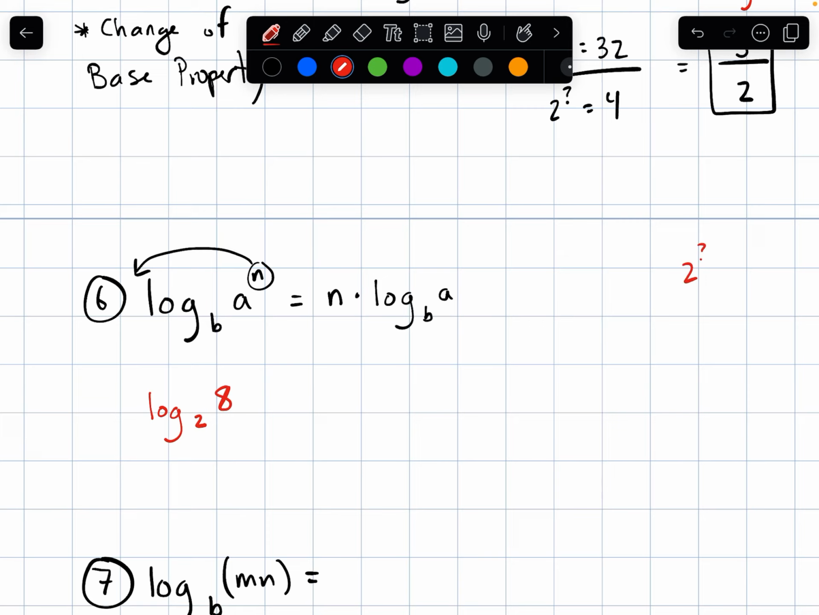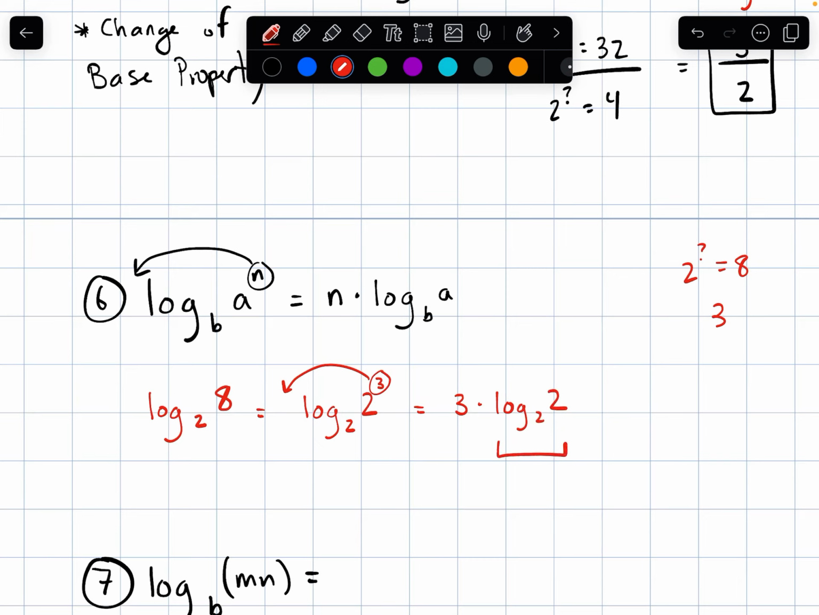2 to what power is 8? Well, 2 to the 3rd power is 8, so we know this answer should be 3. But let's pretend we didn't know that for a second, and I just used this property. If I have a power here, so a to the n power, I can take this exponent and bring it out in front. I know that 8 is the same thing as 2 to the 3rd power. So this is really log base 2 of 2 cubed. And so this rule says I can take this exponent and bring it out in front of everything. So this is the same thing as 3 times log base 2 of 2.